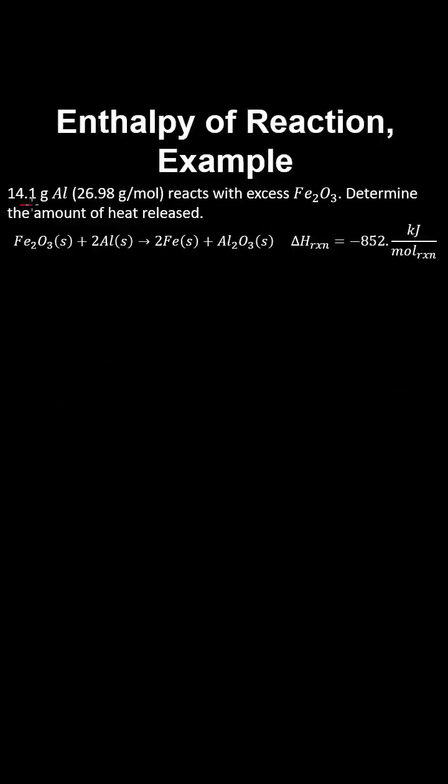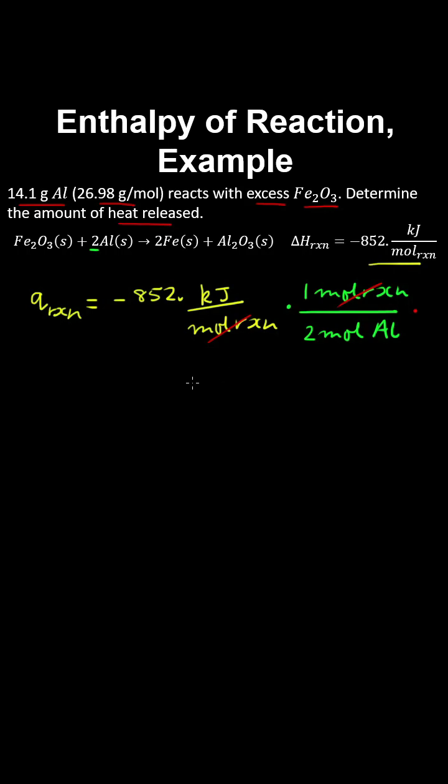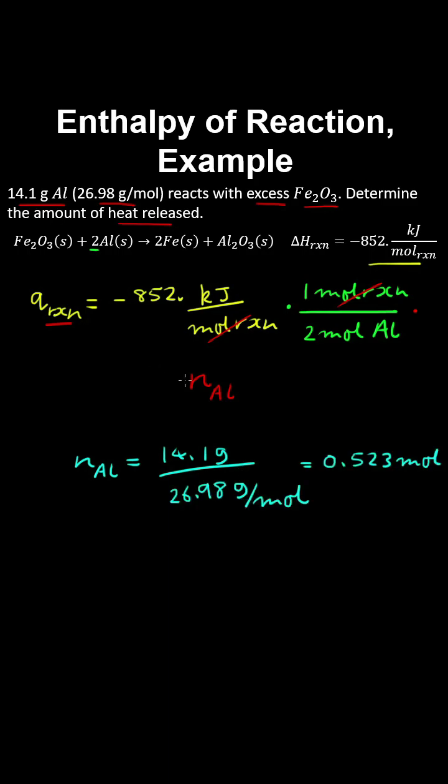14.1 grams of aluminium reacts with excess iron(III) oxide. Determine the amount of heat released. Well, the heat released due to the reaction is the enthalpy of the reaction, and here we have 2 moles of aluminium per mole of reaction, and then multiplying this by the number of moles of aluminium gives the heat released by the reaction. Now the number of moles of aluminium is obtained by dividing the given mass by the molar mass.